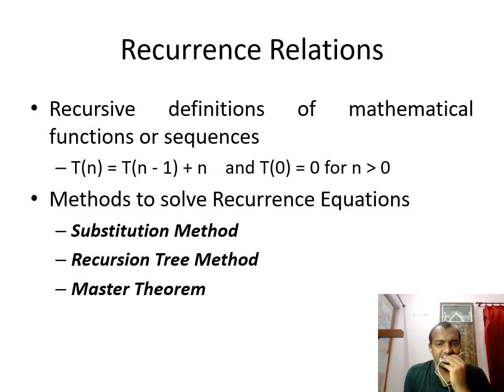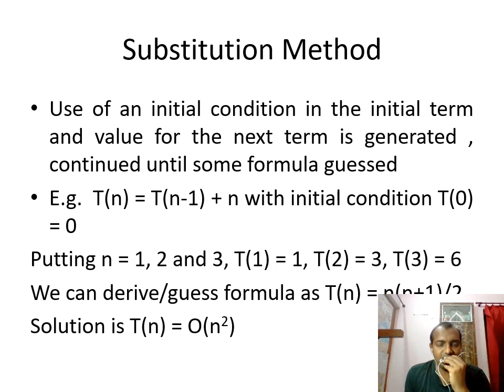So there are basically three methods to solve these recurrence equations. First is substitution method, second is recursion tree method, and third is master theorem method. So we will discuss one by one. First is substitution method. In this, using an initial condition in the initial term, the value for the next term is generated, and it is continued until some formula is guessed.